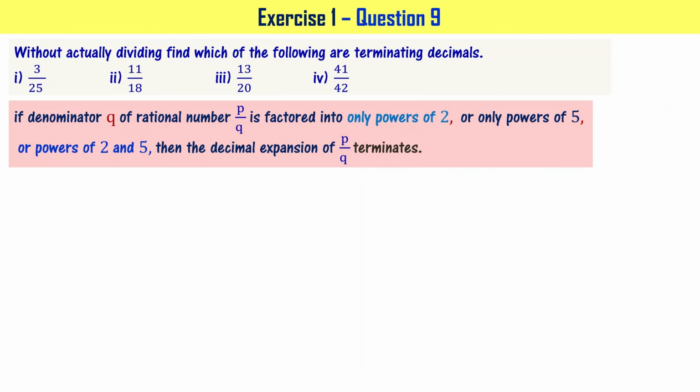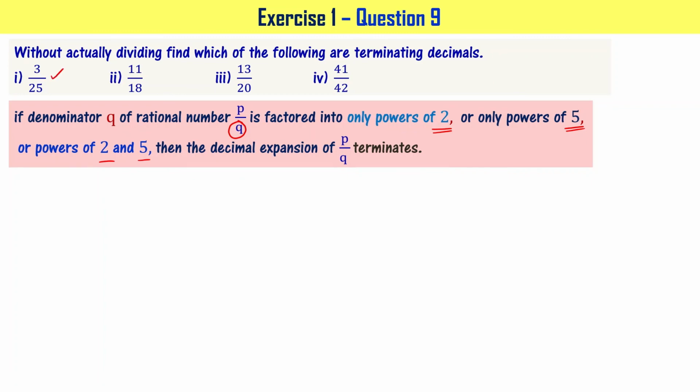Look at this. This is what you have to note. If denominator q of a rational number p by q is factored into only powers of 2 or only powers of 5 or powers of 2 and 5, then the decimal expansion of p by q is going to terminate. Right? For example, when you write q as product of its prime factors, then only if you have number 2 as the prime factors, or only if you are having 5 as the prime factor, or if you are having 2 and 5 as the prime factors, then the decimal expansion is going to terminate. Let's take a look at that now.